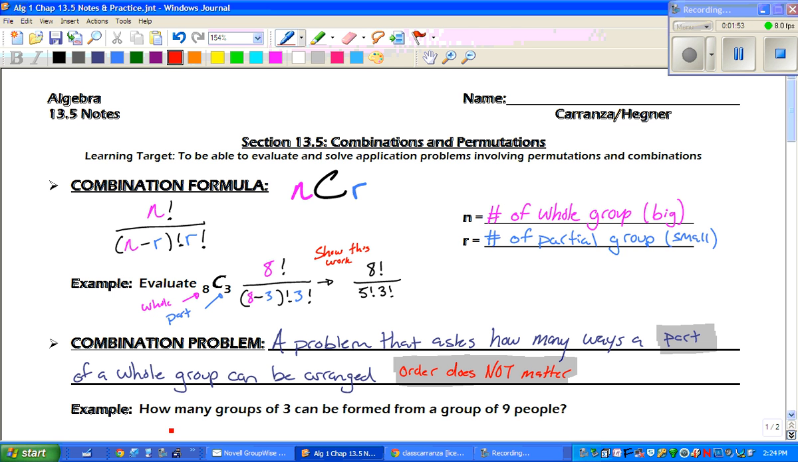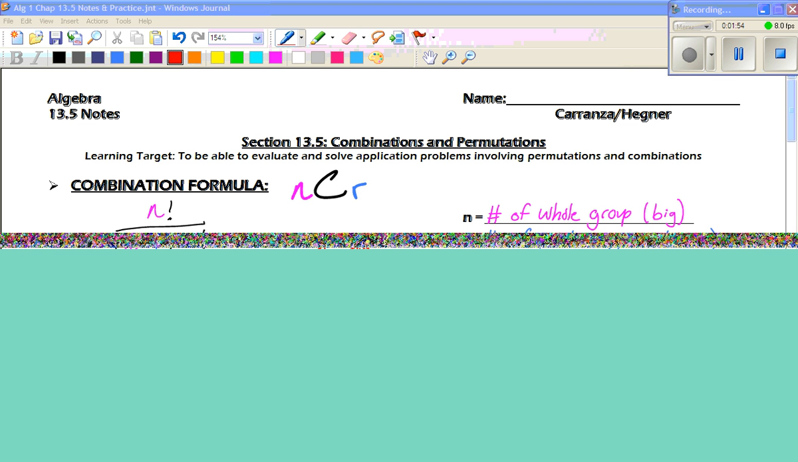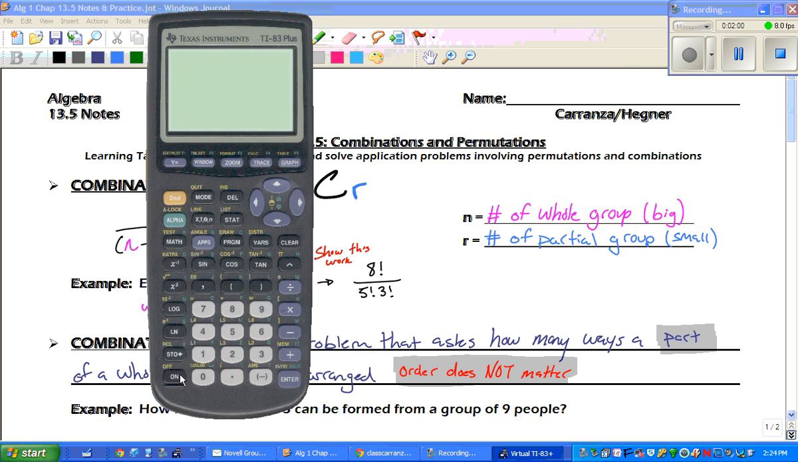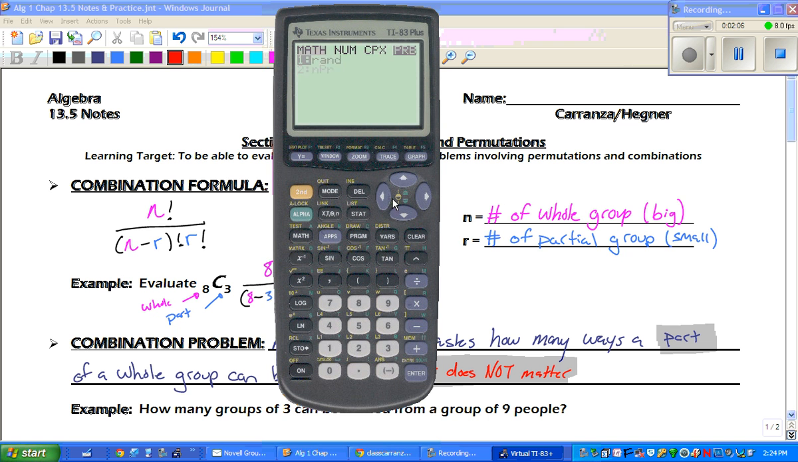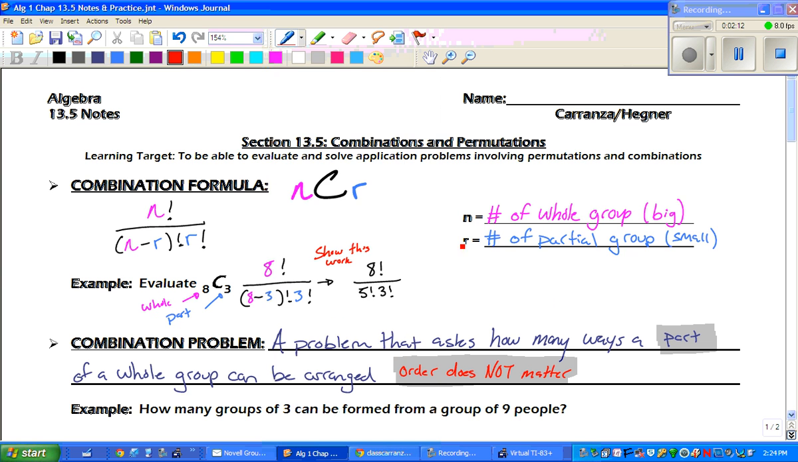Okay, and now from here on, you can just put it in your calculator, find out what it is. The way we would do that is we want 8, and then we're going to do the combination of 3, and that gives us the total of, what was it? 56.